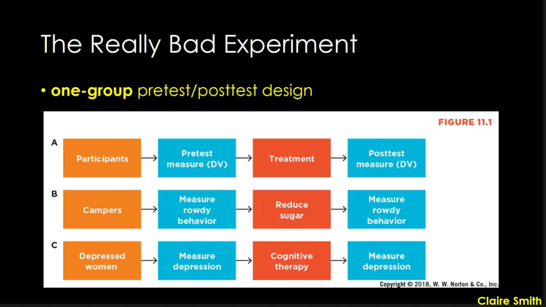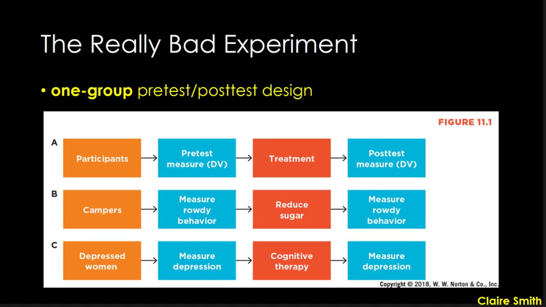Then you have the manipulation of the independent variable during the experiment, whether that's some sort of cognitive therapy, a change in diet, teaching people about energy usage, whatever it may be. And then after the experimental conditions, you do a post-test and measure the dependent variable again to see the change, right? So that's a pre-test, post-test design.